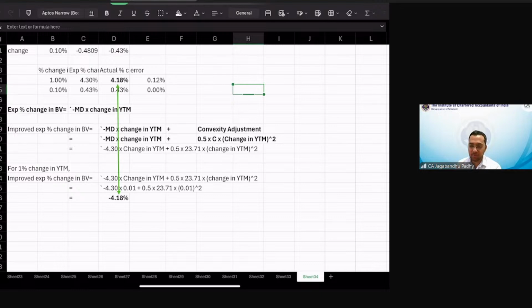Is this point clear, everyone? Convexity adjustment. So we improved the percentage change, or improved the method, by adding an adjustment or error correction factor called convexity, and that led to the improvement in the bond value estimate, and we find that now it is an exact match.